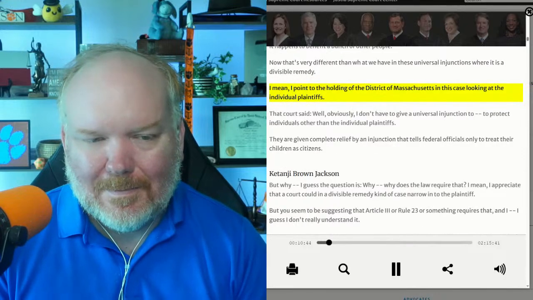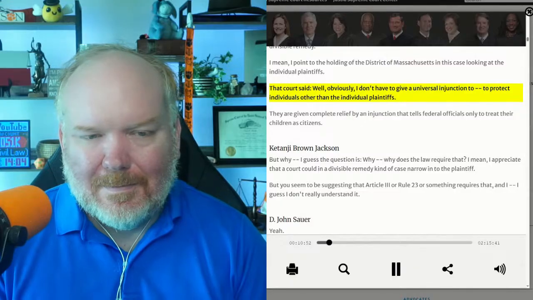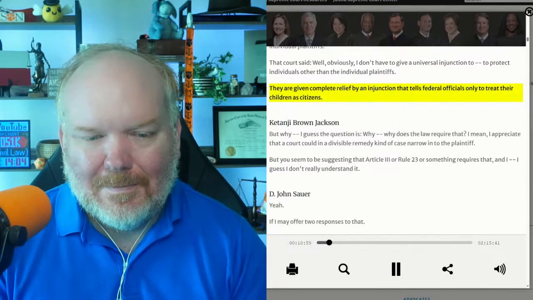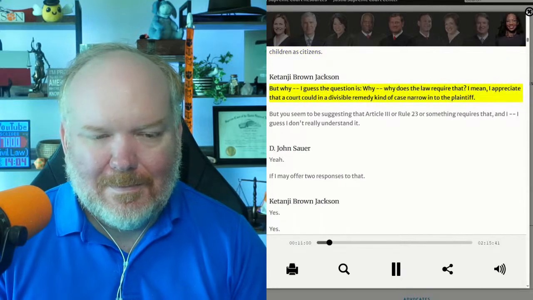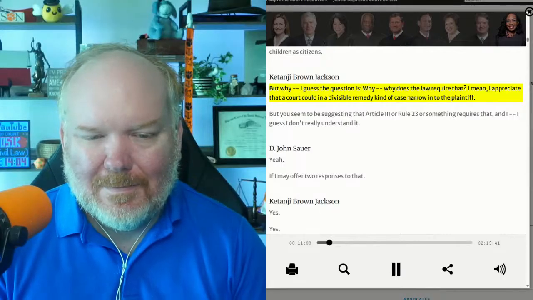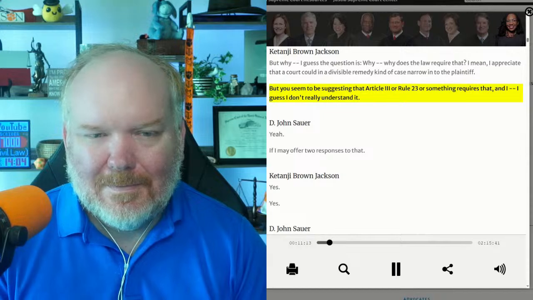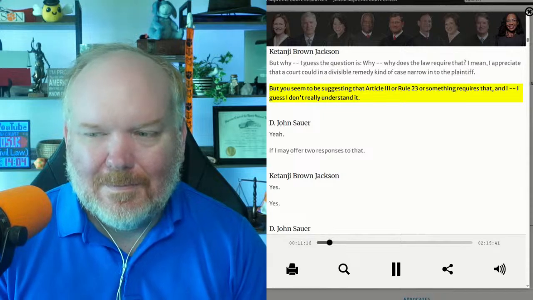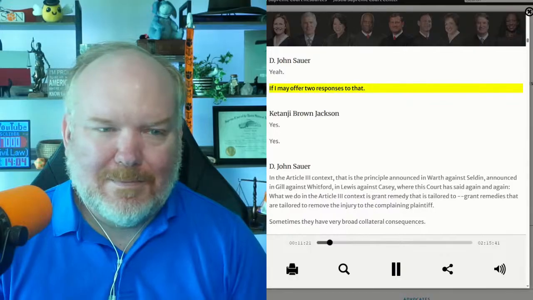I point to the holding of the District of Massachusetts in this case, looking at the individual plaintiffs. That court said, well, obviously I don't have to give a universal injunction to protect individuals other than the individual plaintiffs. They are given complete relief by an injunction that tells federal officials only to treat their children as citizens. I guess the question is why does the law require that? I appreciate that a court could, in a divisible remedy kind of case, narrow in to the plaintiff, but you seem to be suggesting that Article 3 or Rule 23 or something requires that. And I guess I don't really understand it. If I may offer two responses to that.